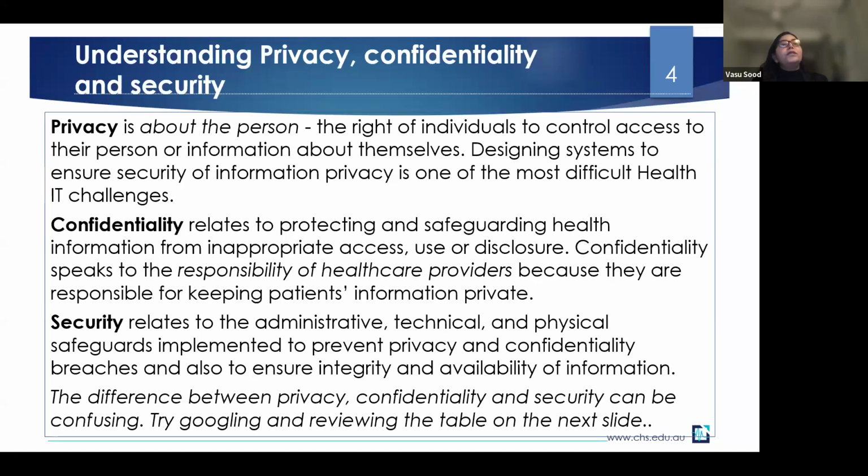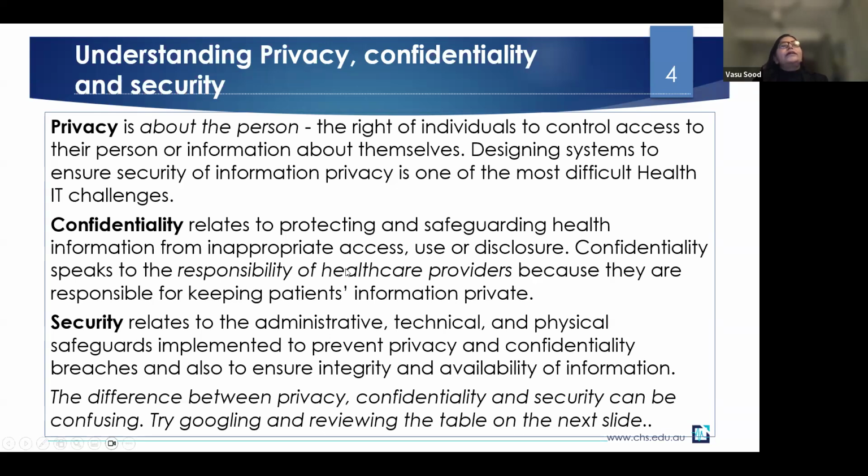Even if the information is in the medical record, it is the patient's choice who gets to know about their medical condition. So privacy basically ensures the patient has control over how their data should be utilized or where it could be shared. They have the full control to make the decision.